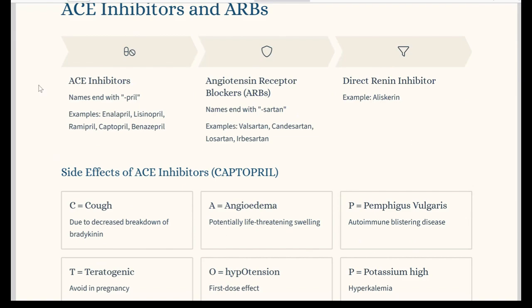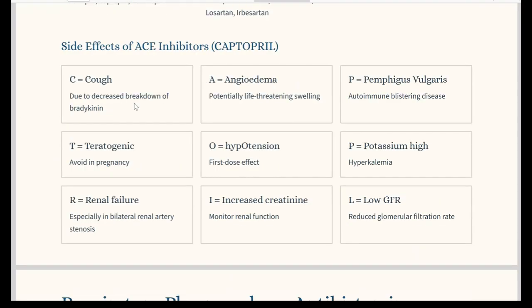This is another MCQ here. Side effects of ACE inhibitors, if you can remember, it's captopril. So C for cough, A for angioedema, P for pemphigus vulgaris. They have asked this MCQ: which dermatological problem can ACE inhibitors cause? They put this there. T for teratogenicity, O for hypotension, P for potassium, R for renal failure, I for increased creatinine, and L for low GFR.